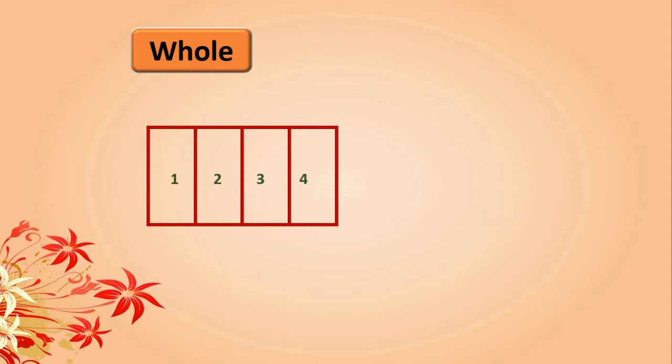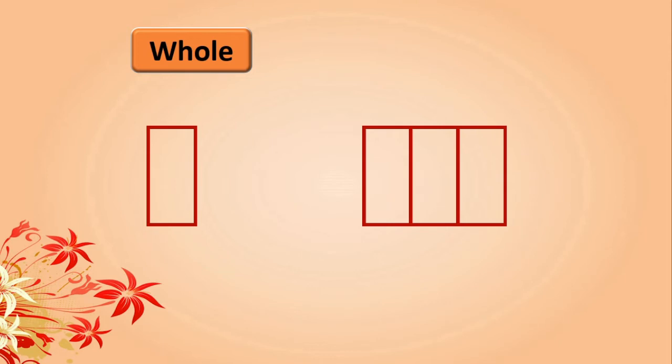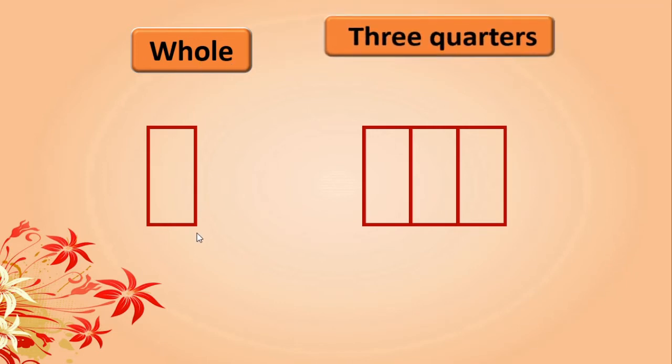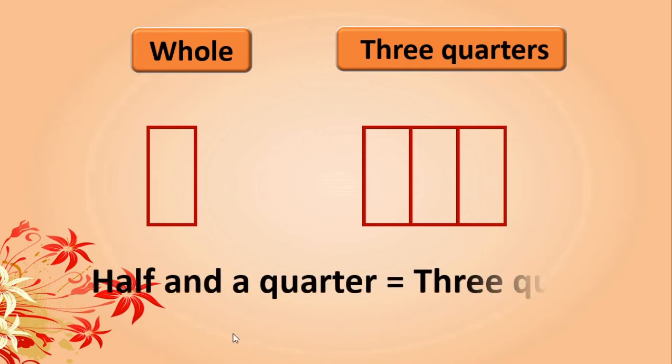Now, we will divide this into 3 quarters and 1 quarter. See, 1 whole we have divided into here 1 quarter and here 3 quarters. When we attach all these, then again we will get 1 whole. So, 1 whole has 1 quarter plus 3 quarters. Got this? Otherwise, you can say half and a quarter is equal to 3 quarters.